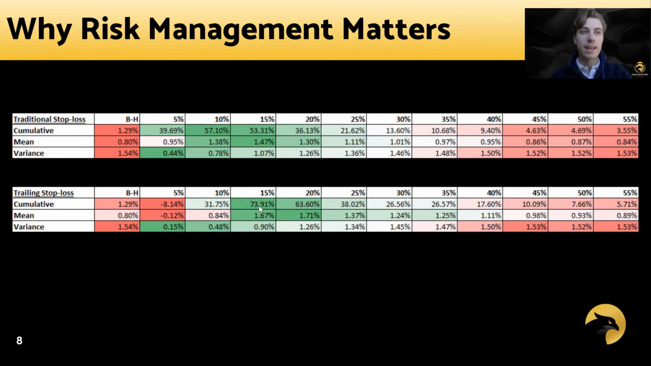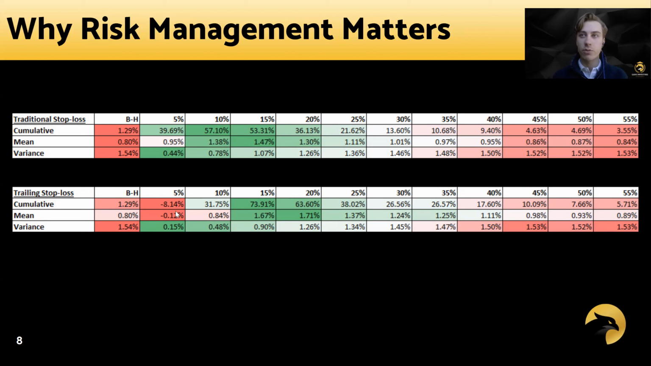What we see, though, is that the trailing stop losses around 15 and 20% actually have the highest cumulative gain, and over 20% actually higher cumulative gain than on a traditional stop loss. So clearly we're seeing some outperformance in this trailing stop loss strategy, especially in the 15, 20, 25% range, giving you enough room for margin, but also since it's not based off that fixed starting price, you can secure much more gains.